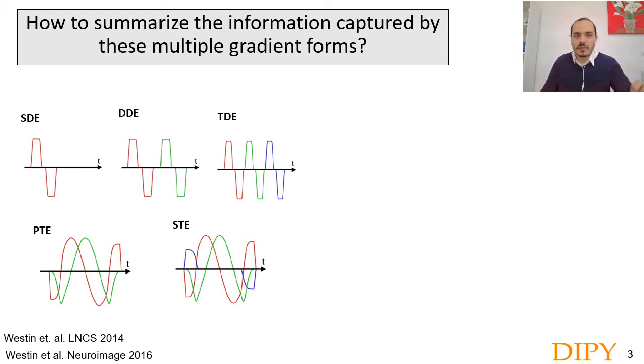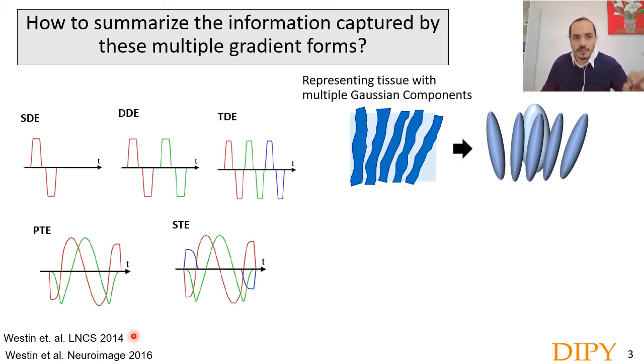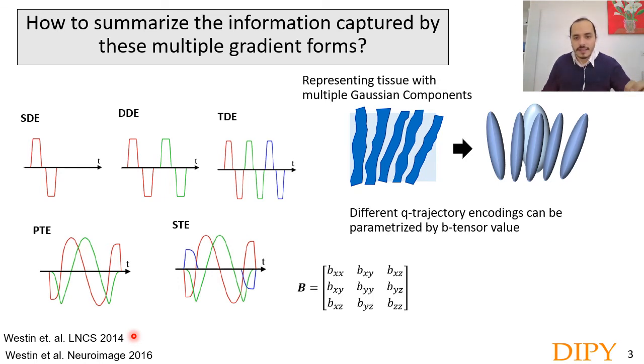Now the question is how to summarize the information captured by all these multiple gradient waveforms. In 2014, Westin and colleagues proposed the B-tensor valued framework that characterized the information of the different q-trajectory encodings in a common way. Basically, he demonstrated that if we assume that tissue can be represented by a sum of a general number of multiple Gaussian components, it is enough to characterize the different gradient waveforms by its B-tensor.